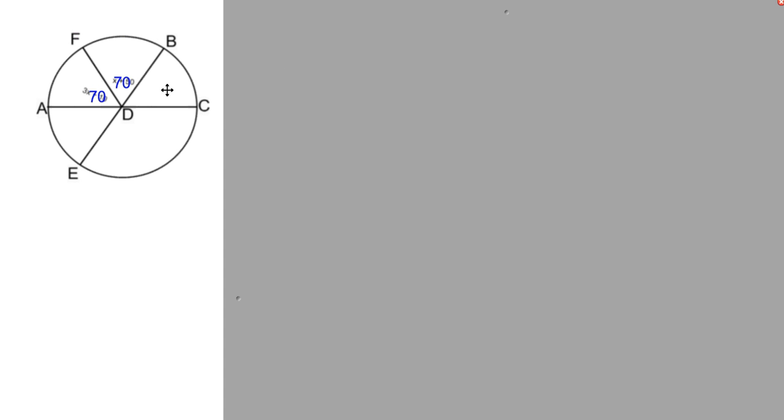Well, if we look at our diagram, ADC, that's a straight angle, right? And straight angles have measurements of 180 degrees. So when I add these three pieces together, I should have a total of 180. I've already used up 70 and 70, 140. If I subtract that from 180, that will give me my angle measurement here, which would be 40 degrees.